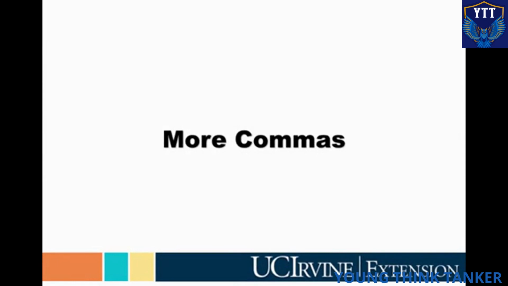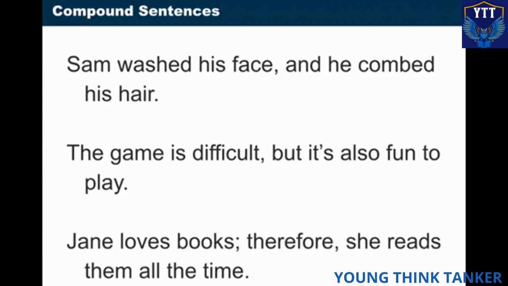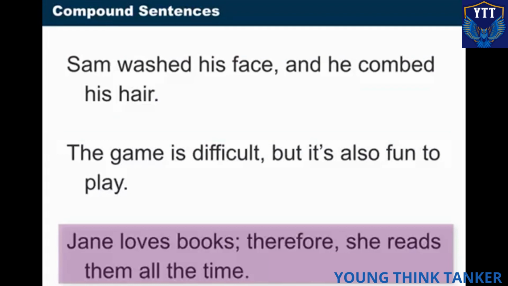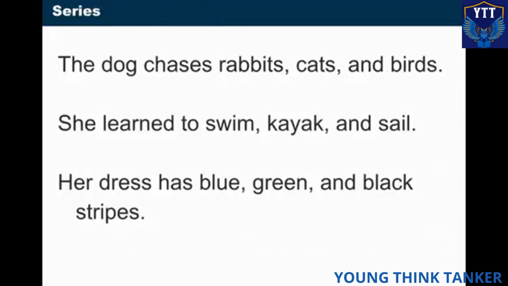In this lesson, you'll learn more about using commas. You've already learned about compound sentences and how we join two independent clauses with a comma and a conjunction, like and, or, but. You've also learned about compound sentences where we join the two independent clauses with a transition word like therefore, and we use a semicolon and a comma to punctuate those.